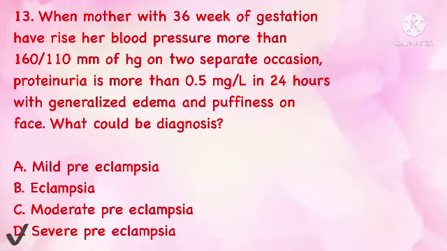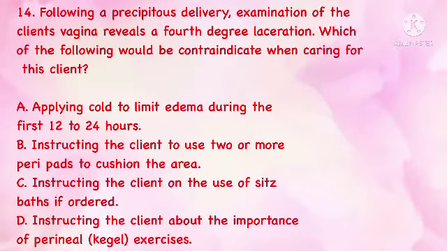Severe eclampsia. Following a precipitous delivery, examination of the client's vagina reveals a 4th-degree laceration. Which of the following would be contraindicated when caring for this client? A. Applying cold to limit edema during the first 12 to 24 hours. B. Instructing the client to use 2 or more peripads to cushion the area. C. Instructing the client on the use of sitz bath if ordered. D. Instructing the client about the importance of perineal exercise. Correct answer is B. Instructing the client to use 2 or more peripads to cushion the area.